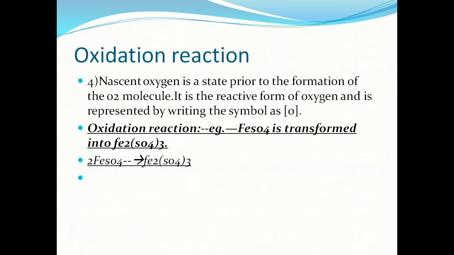Nascent oxygen is the stage prior to formation of the O2 molecule. It is a reactive form of oxygen and it is represented by writing the symbol O in brackets, nascent oxygen. Oxidation reaction, iron sulfate is transformed into iron sulfide.